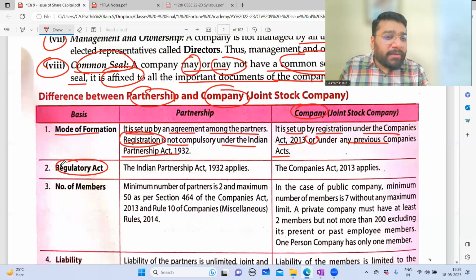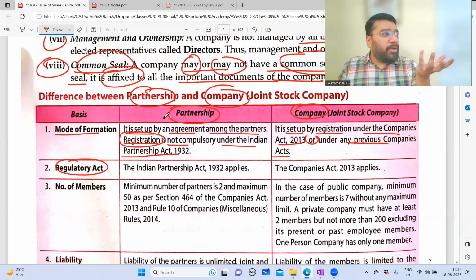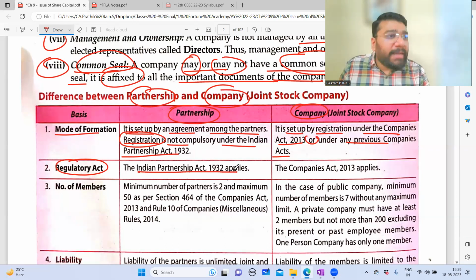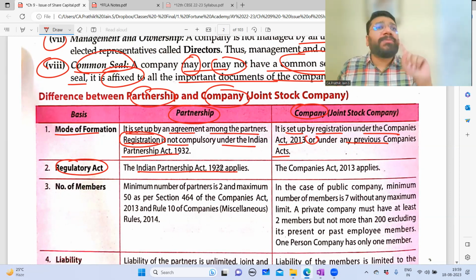Next, the regulatory Act. Sir, this partnership business is there. If they have any problem, to which rule book will they refer? They will refer to the Indian Partnership Act 1932. For example, we face one problem: in the absence of a partnership deed, what will be the share of profit? Equal. Who gave this? The Indian Partnership Act.